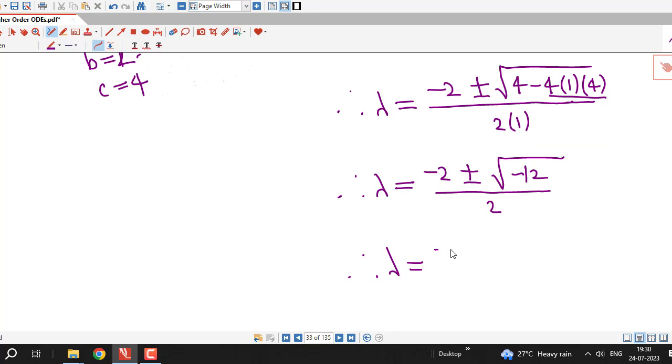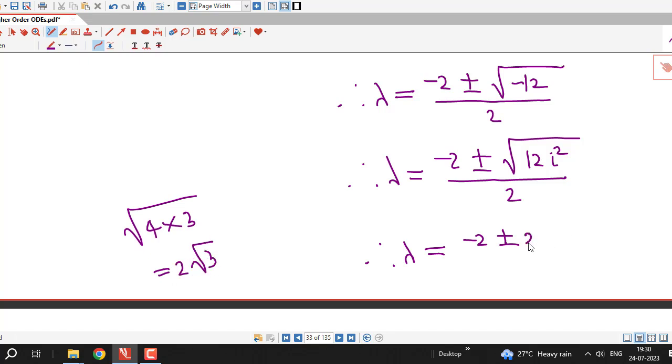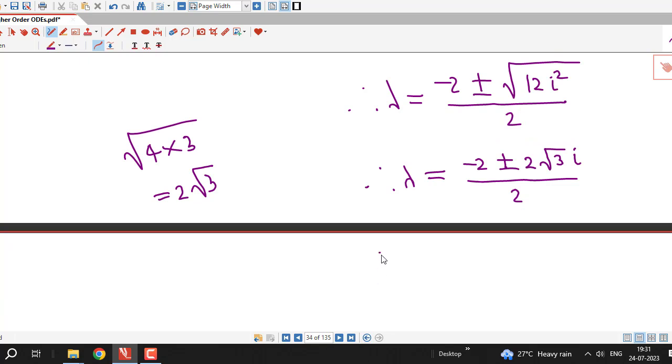Therefore lambda equal to minus 2 plus or minus square root of 12 into i square. We replace minus 1 by i square, divided by 2, and we know that square root of 12 is equal to square root of 4 into 3, and that is equal to 2 times root 3. So here we write 2 root 3, square root of i square is i, divided by 2, and finally the 2 will get cancelled and we have lambda equal to minus 1 plus or minus square root of 3 into i.